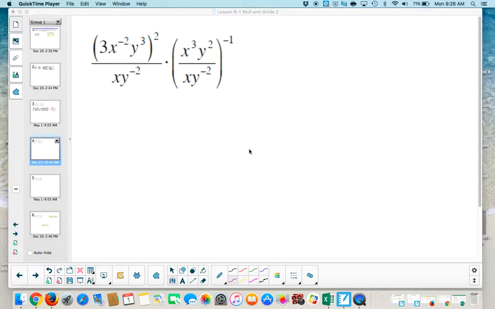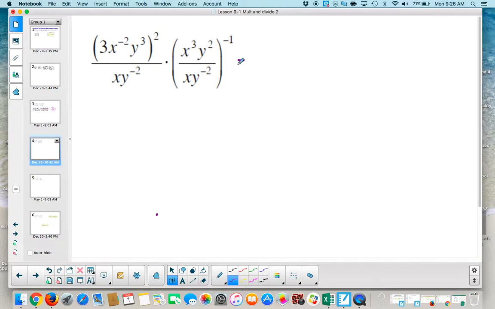Let's do a couple more examples. For this one, we're going to have to use our exponent rules here. So for the first part, we're going to bring everything to the second power. So that's 3 squared, which is 9, x to the negative 4, and y to the 6th. And that is over, and I'm going to leave this as xy to the negative 2.